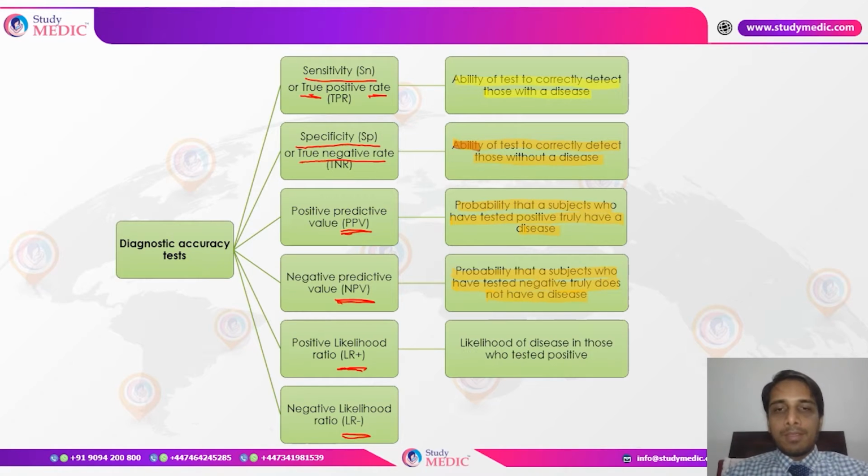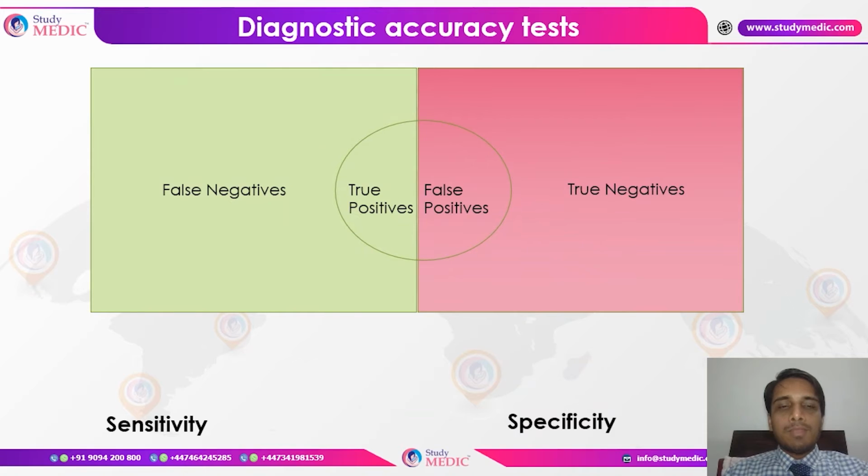The likelihood ratio positive is the likelihood of the disease in those who tested positive. We'll learn further what those are. Similarly, the likelihood of no disease in those who tested negative is called the negative likelihood ratio. These are simple definitions. We will try to understand them further. Look at this diagram here. These are false negatives. These are true positives. These are false positives and these are true negatives.